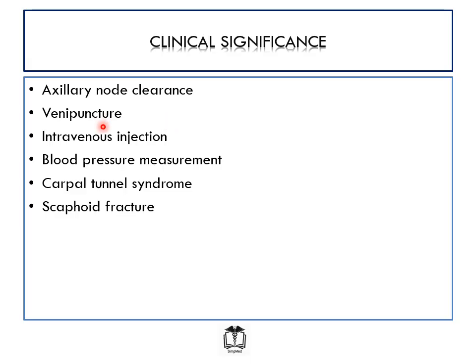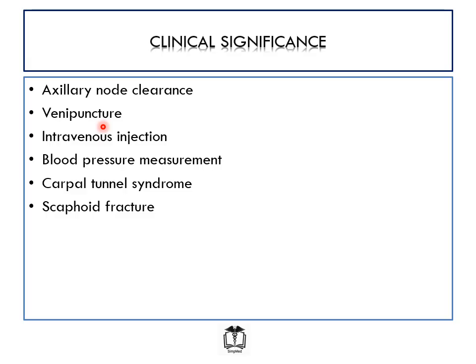Remember that venipuncture is typically done at the cubital fossa, which is one of the spaces that we talked about. This is because one of the contents of the roof of the cubital fossa is the median cubital vein, and the median cubital vein is the commonest site of venipuncture. Intravenous injection will also be given at the cubital fossa because of that median cubital vein.